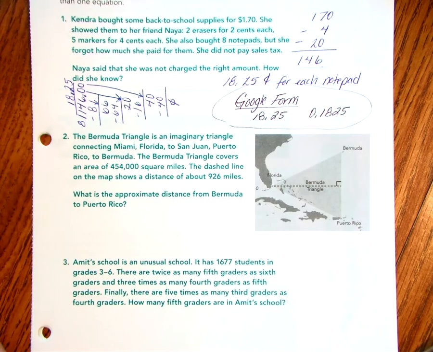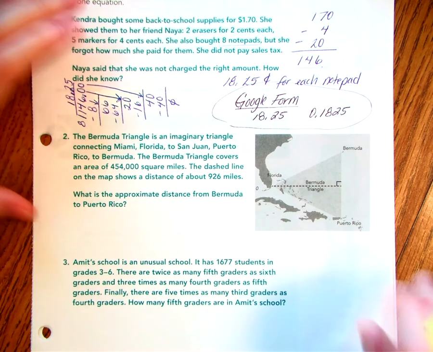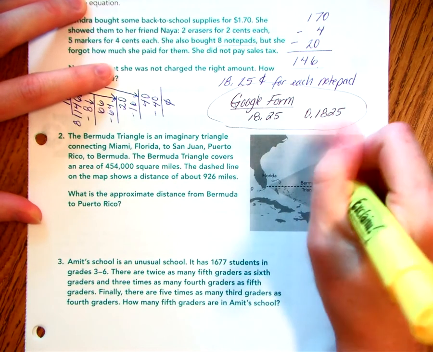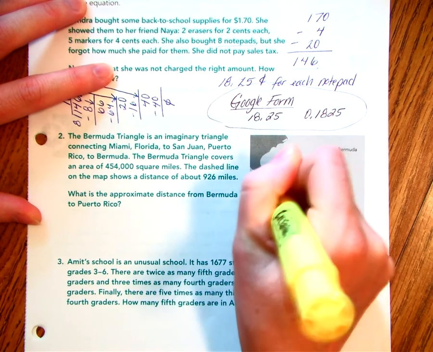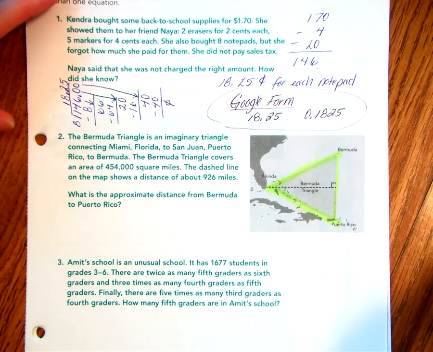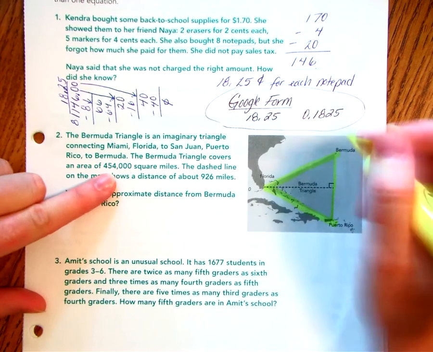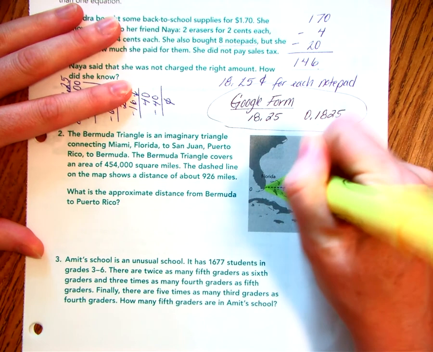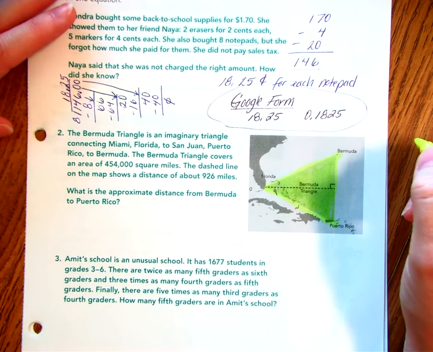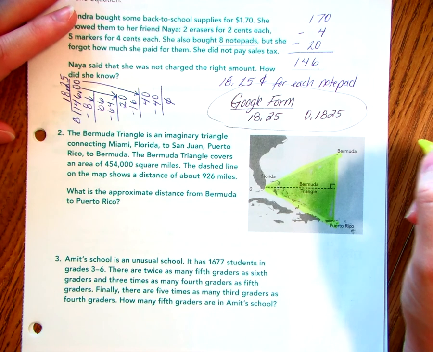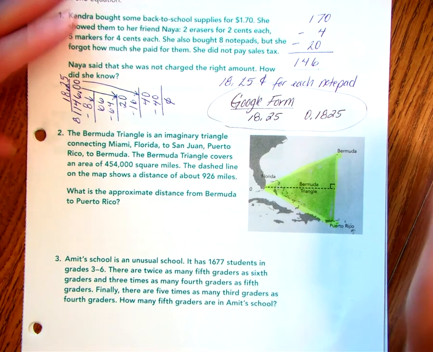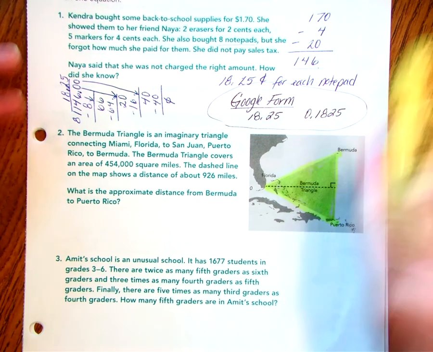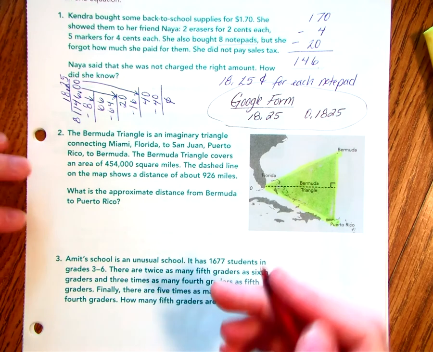The Bermuda Triangle is an imaginary triangle connecting Miami, Florida, to San Juan, Puerto Rico, to Bermuda. When I was young, they used to talk about the Bermuda Triangle a lot. Okay, it's this guy here. The Bermuda Triangle covers an area of 454,000 square miles. So they're saying this whole area is 454,000 square miles. The dashed line on the map shows a distance of about 926 miles.